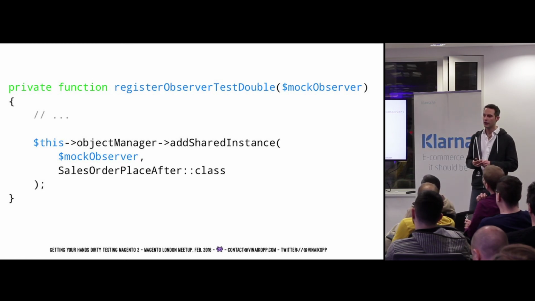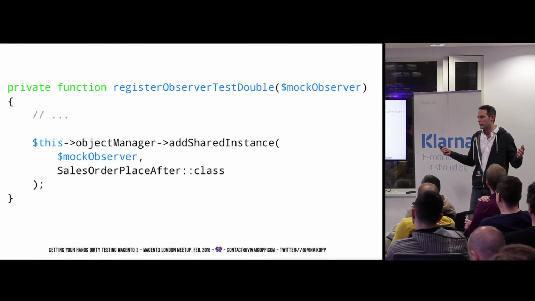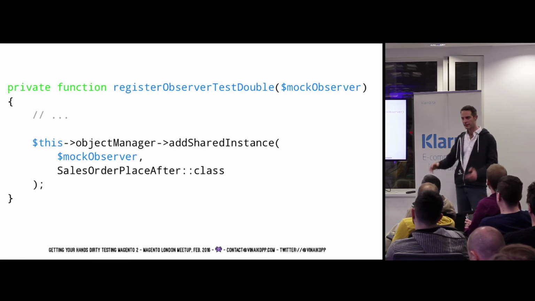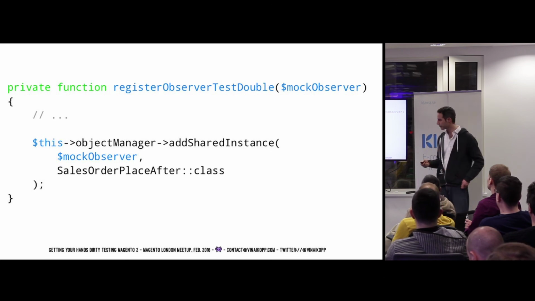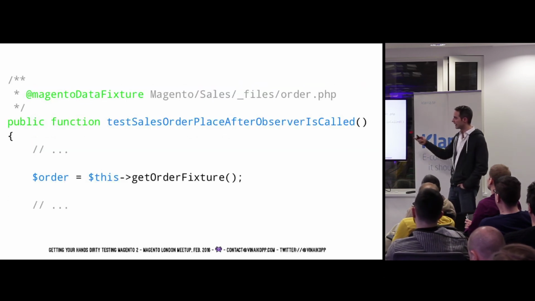Right, and now, when the observer is placed, the object manager knows, oh, it's a shared instance, and I already have one of those instances available, so I'll just return that. And then hopefully the execute method will be called if everything else works correctly. So what's left is getting the order from the order fixture.